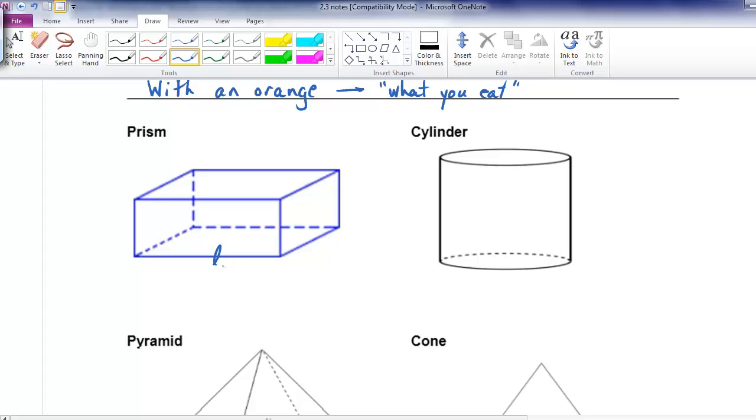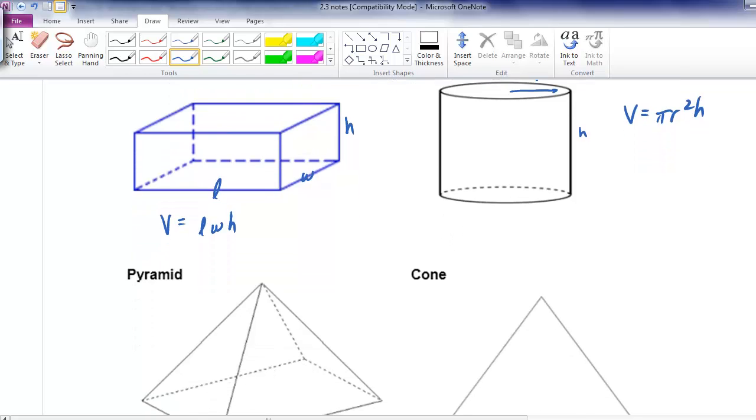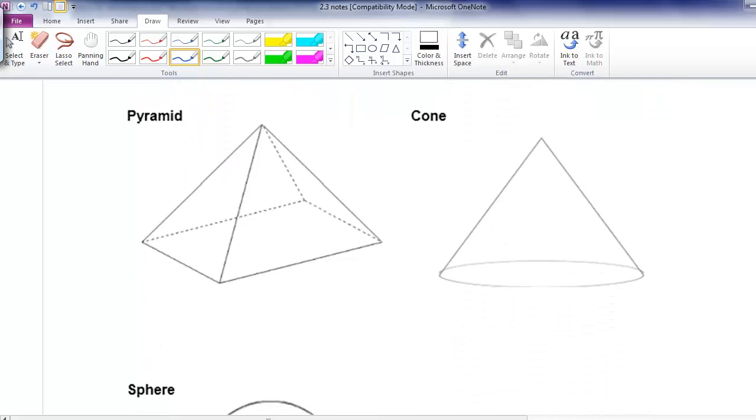Well, if this is L and this is W and this is H as last day, the volume of a prism is simply a multiplication of those three things. Cylinder, well again, cylinders from last day, not too exciting. They have radius and height. And the volume of a cylinder is pi r squared h. So again, nothing new, that's all from last year, but they are really connected to the next two things we're going to look at.